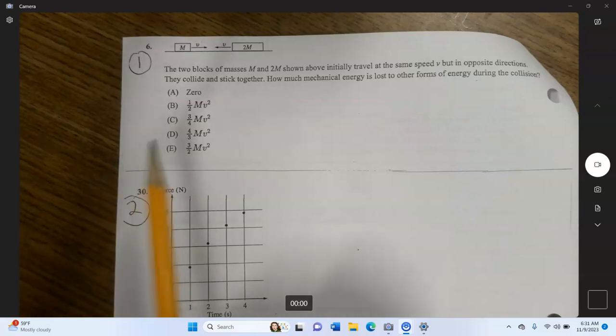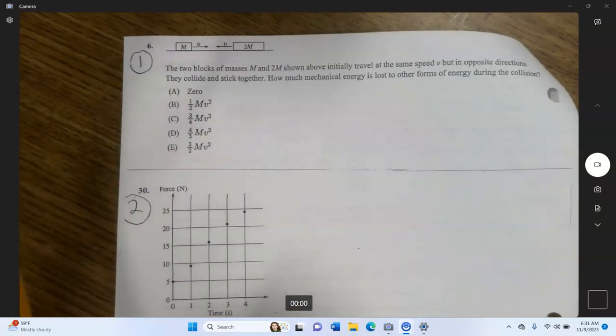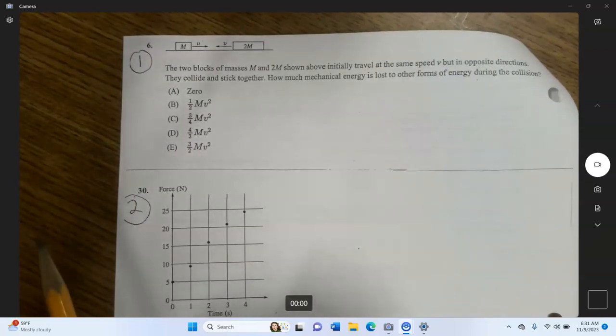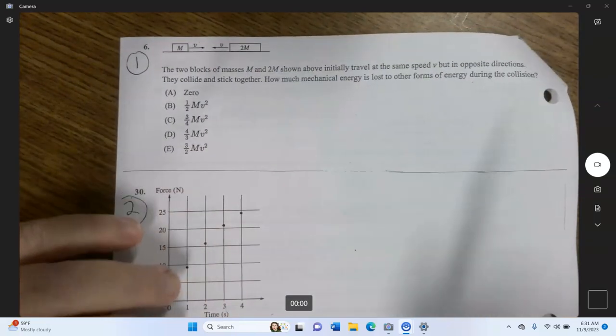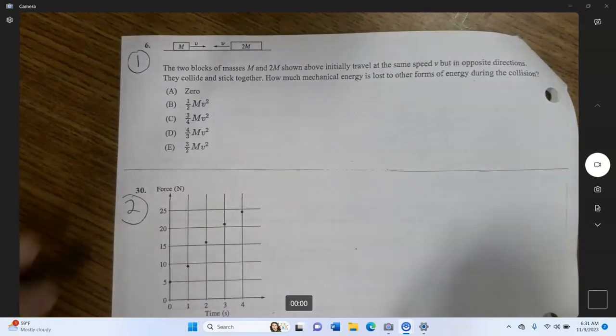So the strategy for this is we need to know velocities after to compute the mechanical energy after. So first we're going to do a conservation of momentum problem, and then we're going to do a conservation of energy problem. Now we haven't done the energy unit, so this is really a learning problem. If you don't know how to do this on your own, that's okay, but now you're going to learn how to do it, and I'd like you to practice this one because this is one of the more challenging problems.